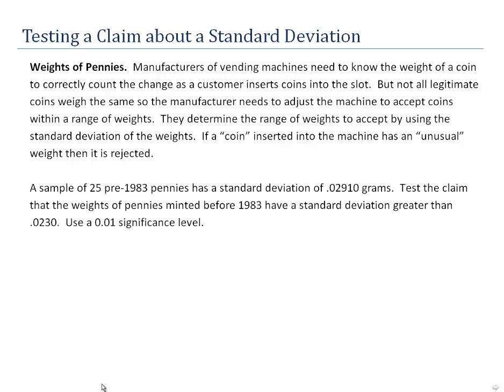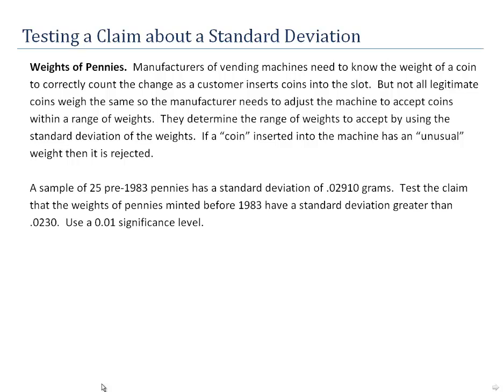Now we're going to learn how to test a claim about a standard deviation. In this problem, we're studying the weights of pennies. Manufacturers of vending machines need to know the weight of a coin to correctly count the change as customers insert coins into the slot. Not all legitimate coins weigh the same, so manufacturers need to adjust the machine to accept coins within a range of weights.